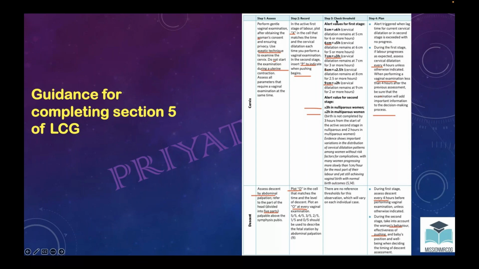These are the alerts for the second stage of labor. So for nullipara, if the active stage is more than 3 hours, and for multipara if it is more than 2 hours, these are the alerts.